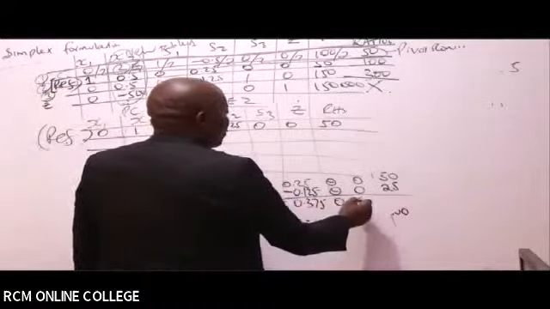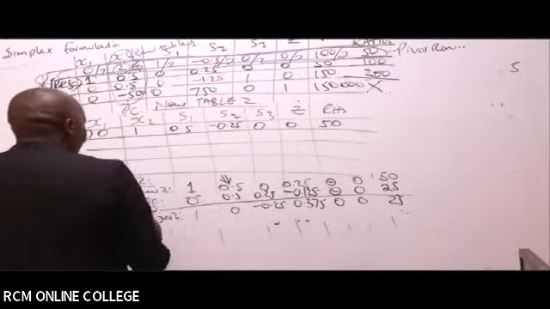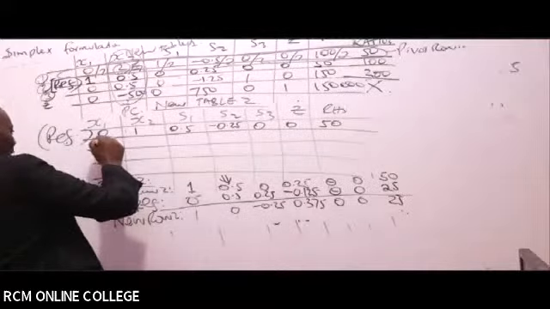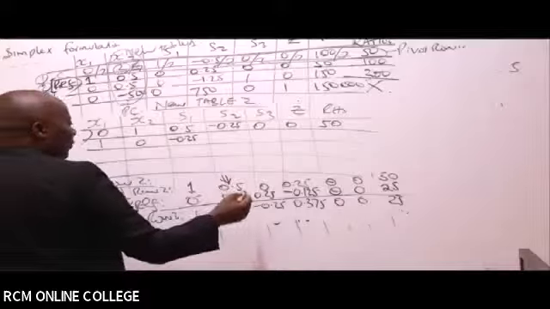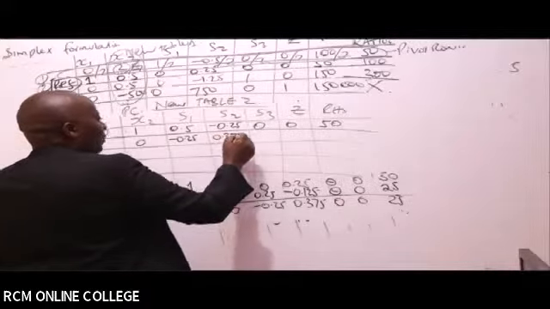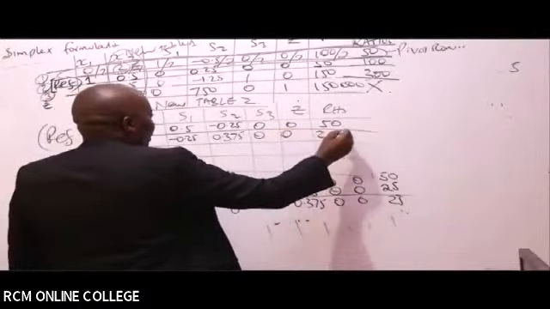0.375. This is 0, this is 0, this is 25. So I'll be able to put these new row 2 figures here. So we have a 1, 0. We have a minus 0.25. We have a 0.375. We have a 0, and then we have 25.